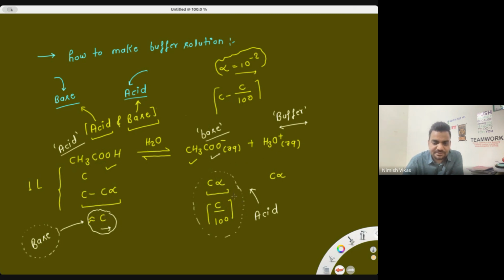Is this thing clear? As acetate ion, how much we have? Only C alpha or only C by 100? How much acid we have? We have good amount, the one what we have added over here.